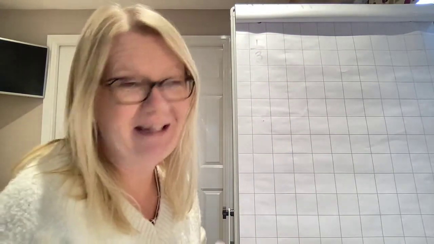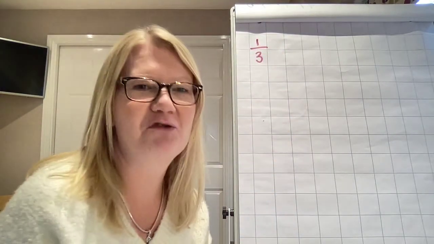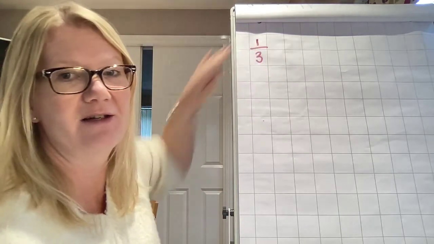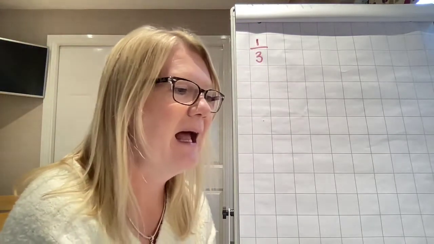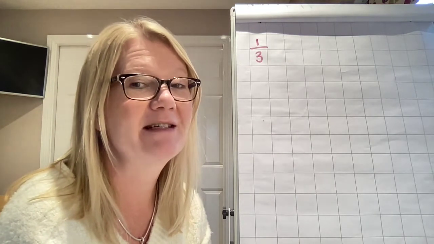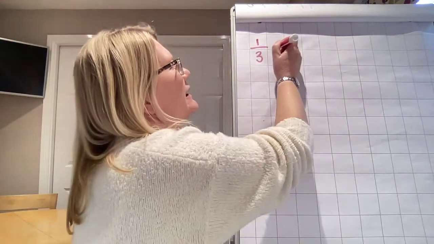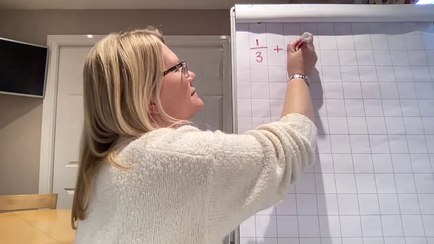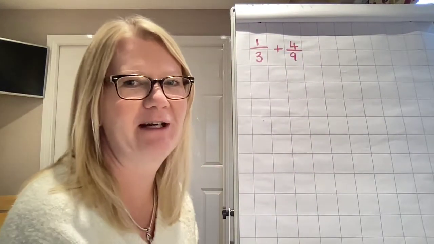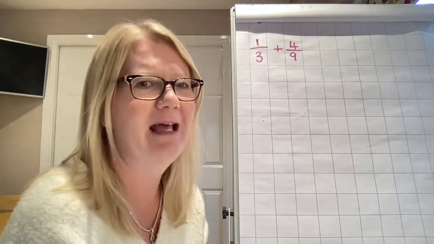On Christmas Day, I ate a third, that's better, of a box of truffles. It's a proper fraction, you can see. The denominator is larger than the numerator. And then on Boxing Day, I was really hungry. So I ate 4/9 of the box. Again, we've got another proper fraction. So I want to know what fraction of that box did I eat all together?